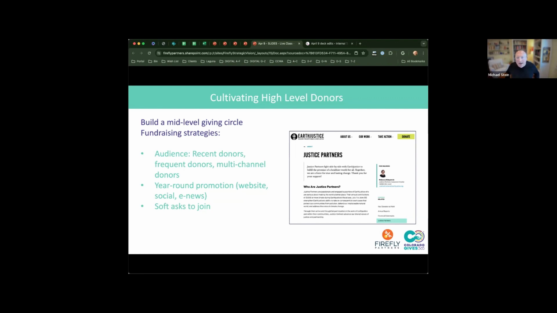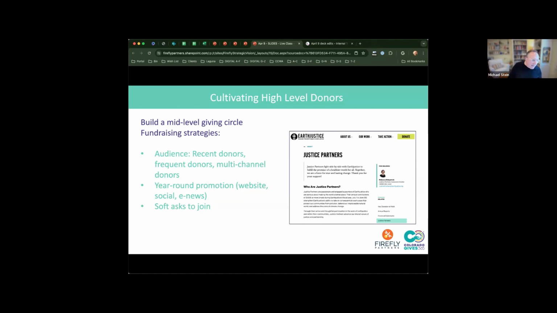I think this example over here on the right was from Earthjustice. Their mid-level program is called the Justice Partners, and it's for folks who give $1,000 and up. And they just have a terrific set of benefits, which I think are great. Earthjustice is mainly for lawyers doing work around the environment. They do these fantastic webinars. They invite people to join them out in the field in different parts of the country. They just do a great job engaging folks.